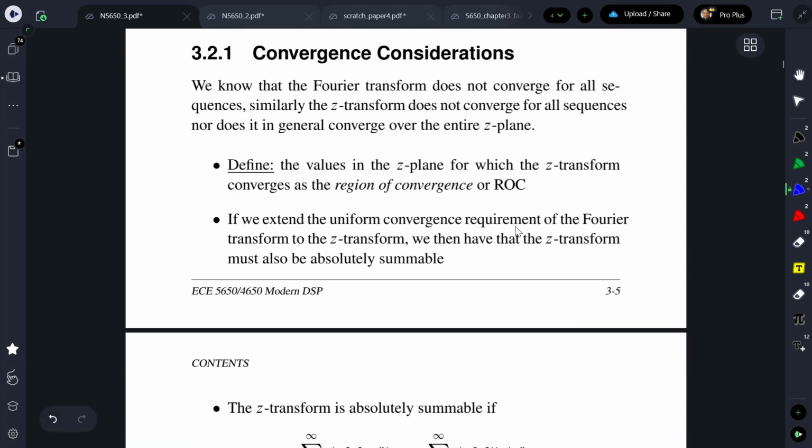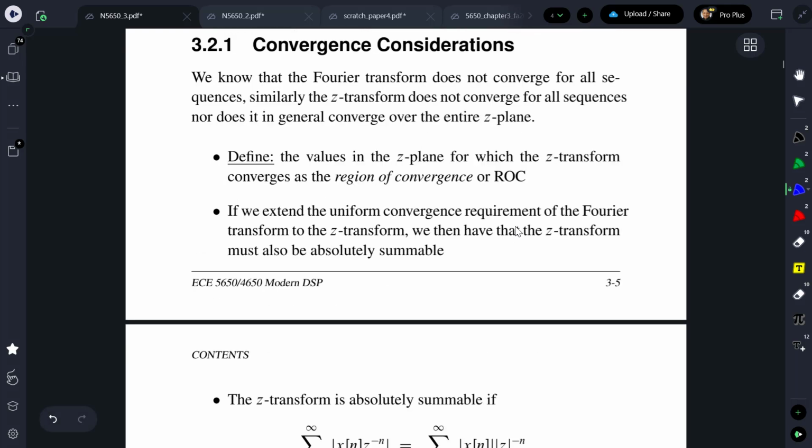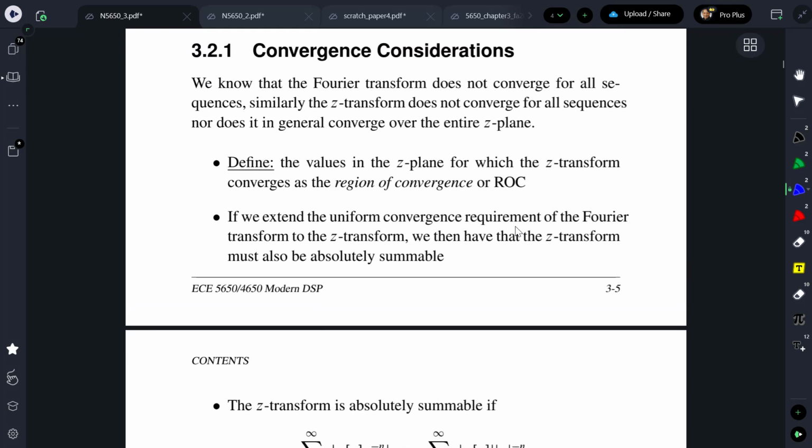Okay, convergence consideration. So what is the existence of the Z transform? What do we have to have? We know the Fourier transform doesn't converge for all sequences. The Z transform doesn't converge for all sequences, nor does it typically converge over the entire Z-plane. There's only very specific signals that would converge everywhere, and they're not very interesting at all. But we want to know where they exist.